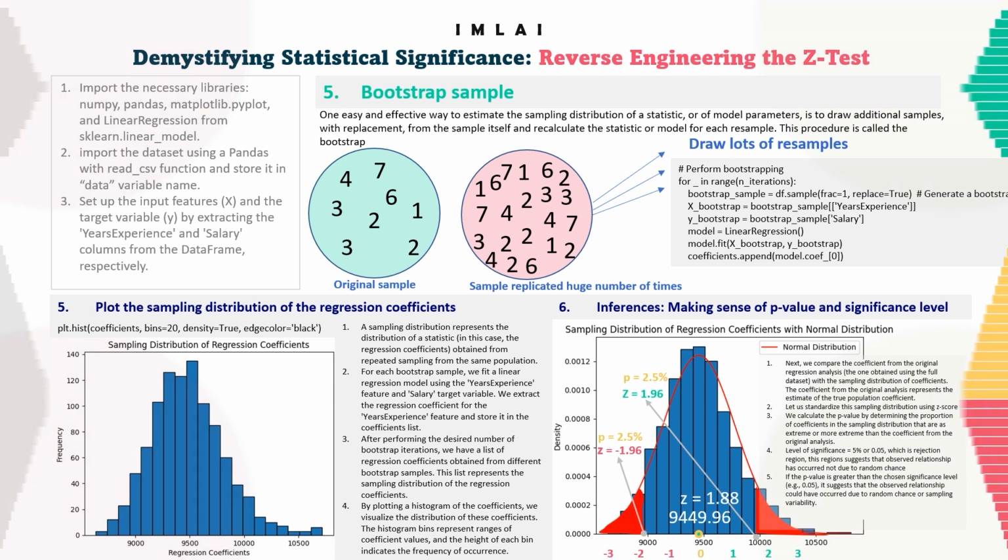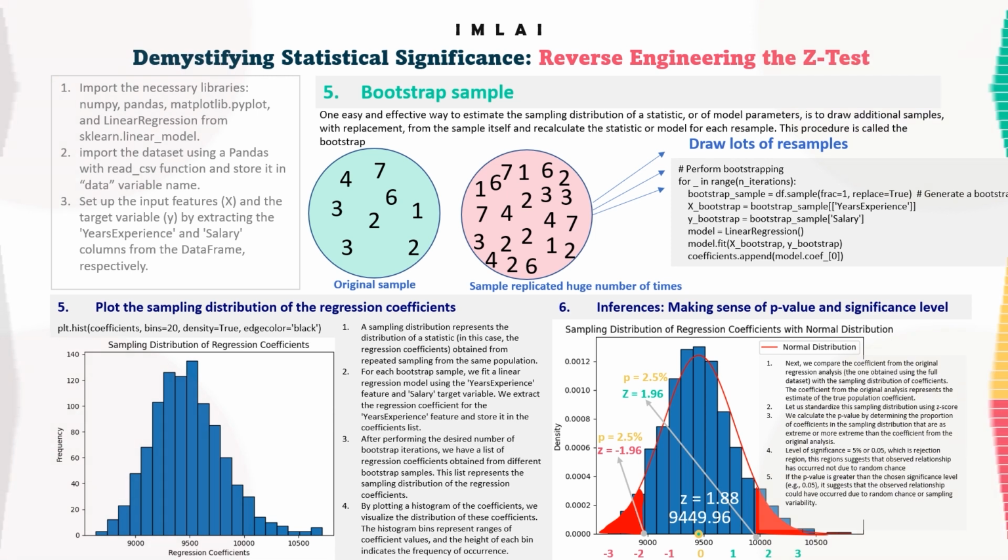So the p-value represents the probability of observing a coefficient as extreme as or more extreme than the one obtained, assuming the null hypothesis is true. Finally, we compared the p-value to the predetermined significance level, which is 0.05. If the p-value is less than the significance level, we reject the null hypothesis. This indicates that the observed coefficient from the original analysis is statistically significant, suggesting that the year's experience feature has a significant linear relationship with the salary variable.